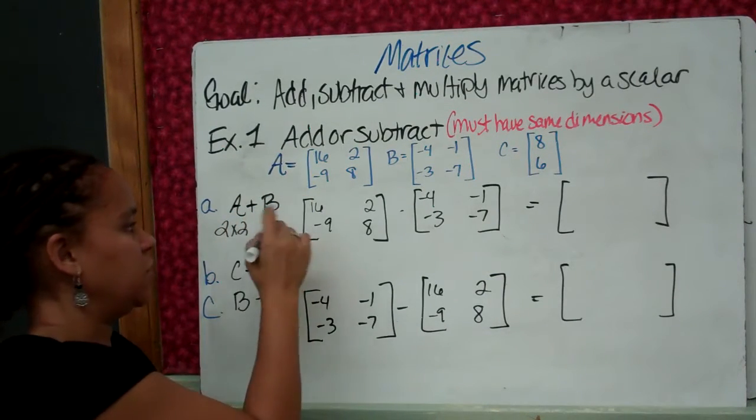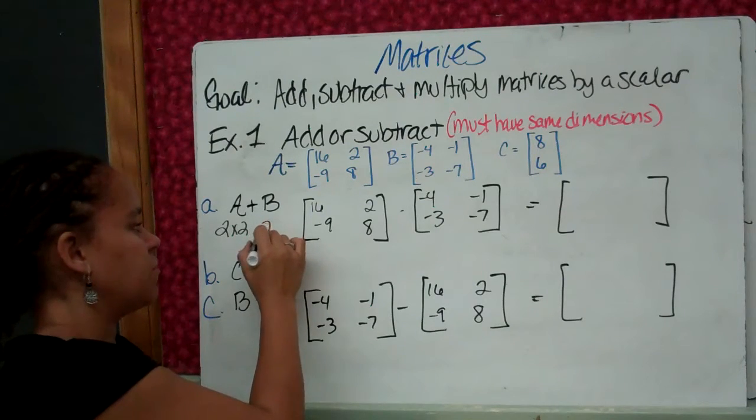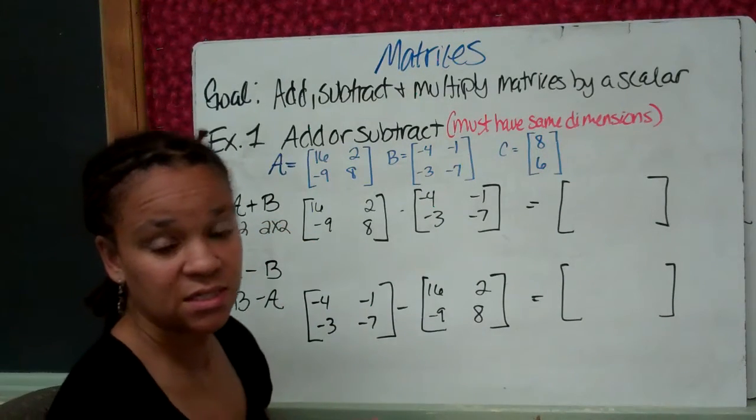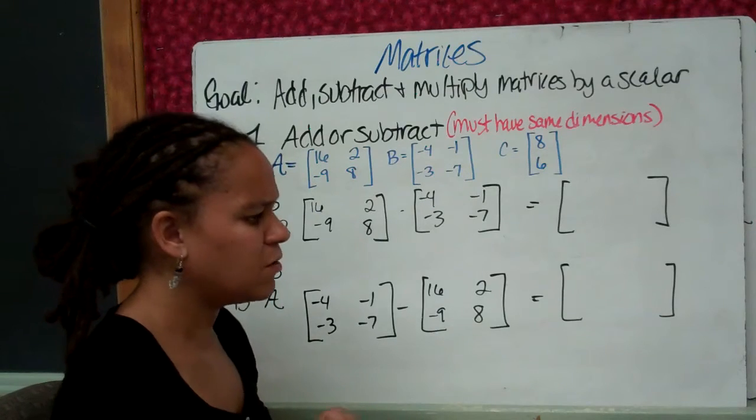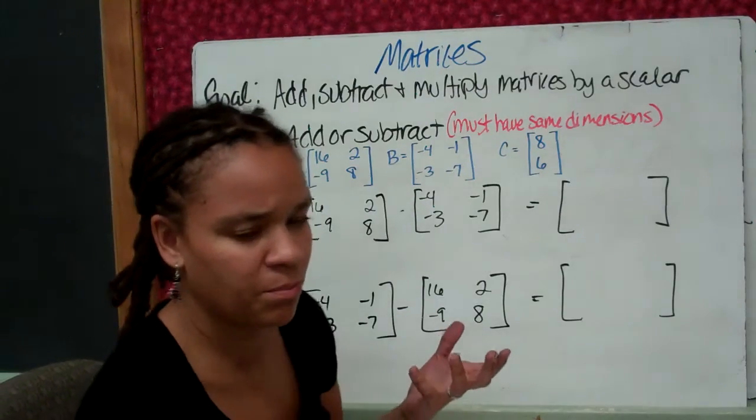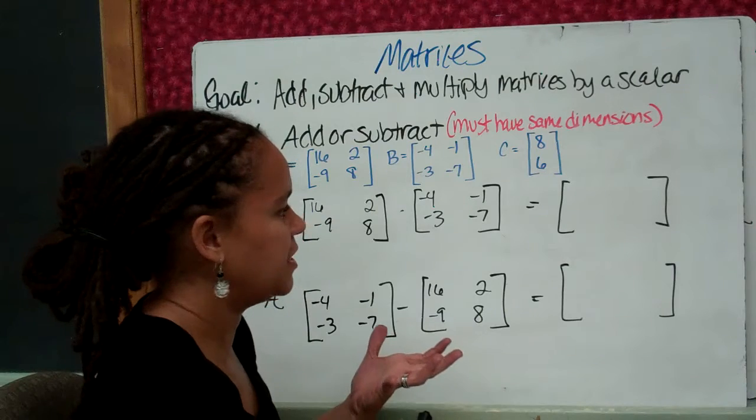So if we were to add A plus B, the dimensions for A, as we said, are 2 by 2. The dimensions for B are 2 by 2. And since they're exactly the same, we can add them. It makes sense, because if you don't have the same dimensions, it doesn't match up.